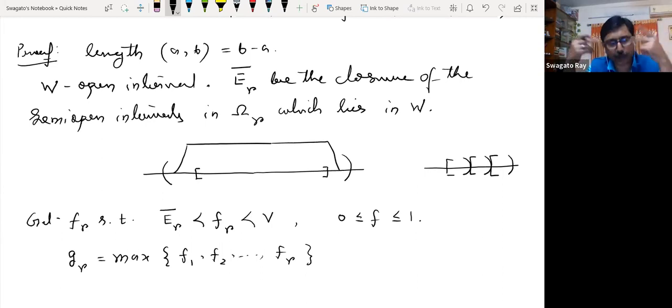Forget them. Now look at omega 2. It may even happen that no interval of omega 2 is sitting inside your small open set. But from some level, it will start belonging because as generation progresses, the intervals are getting smaller and smaller. So at some stage, they will start entering. From that stage onwards, you will be getting FR. So at any stage for any R for which it does happen, I define GR to be the maximum of FR and the previous generation FRs. Is my construction clear?